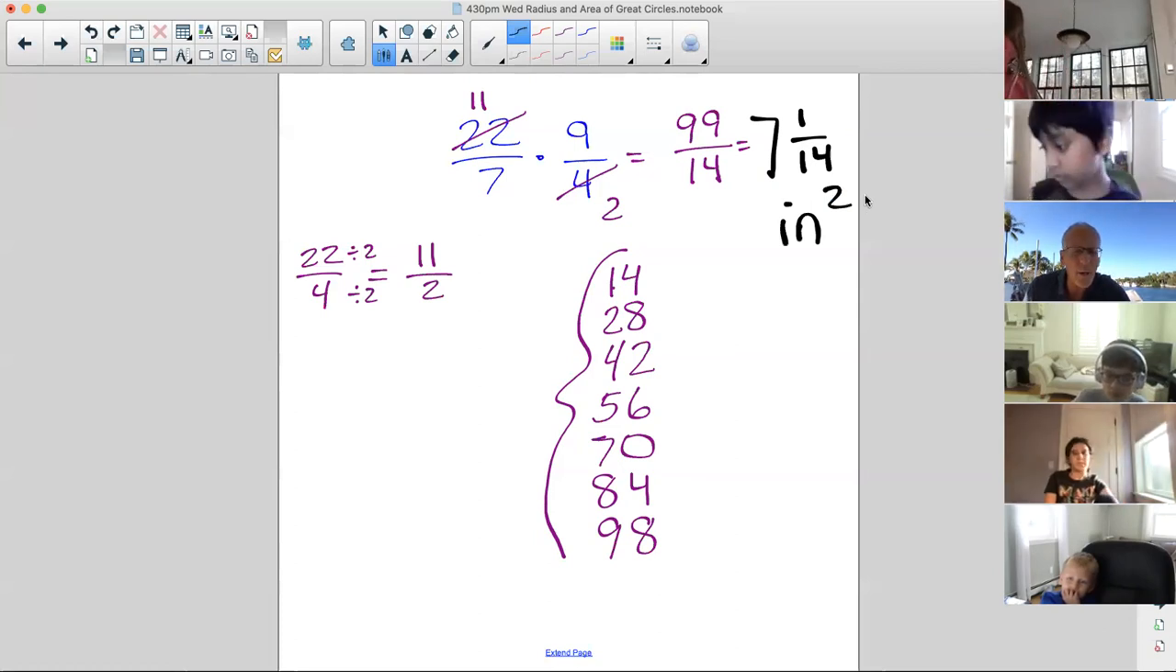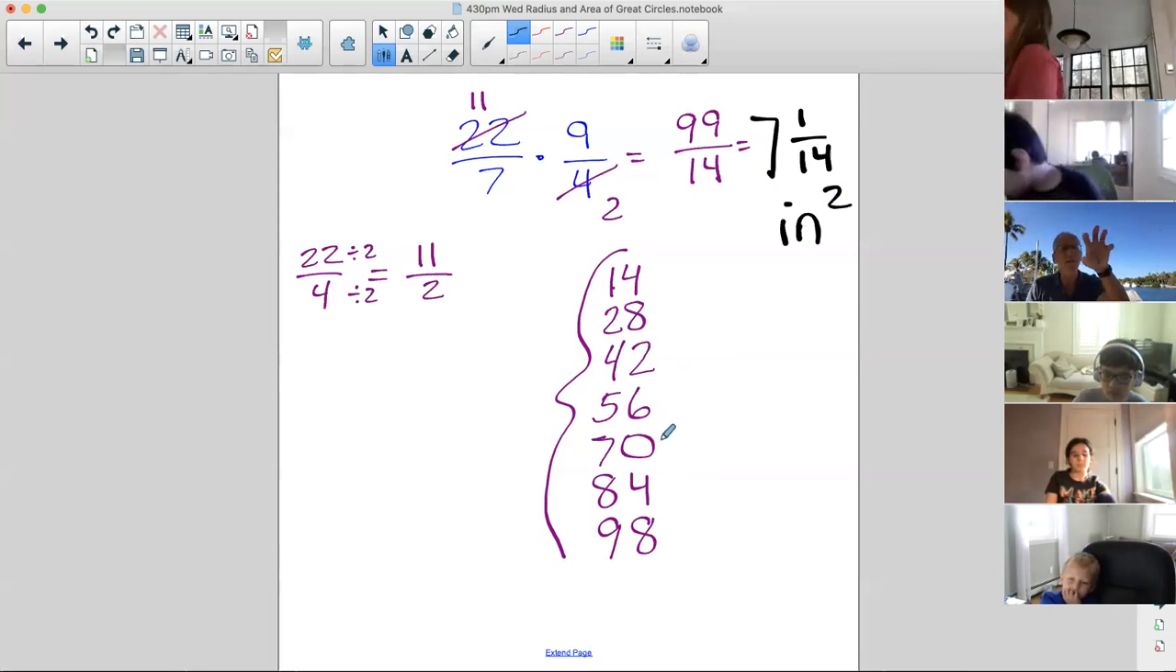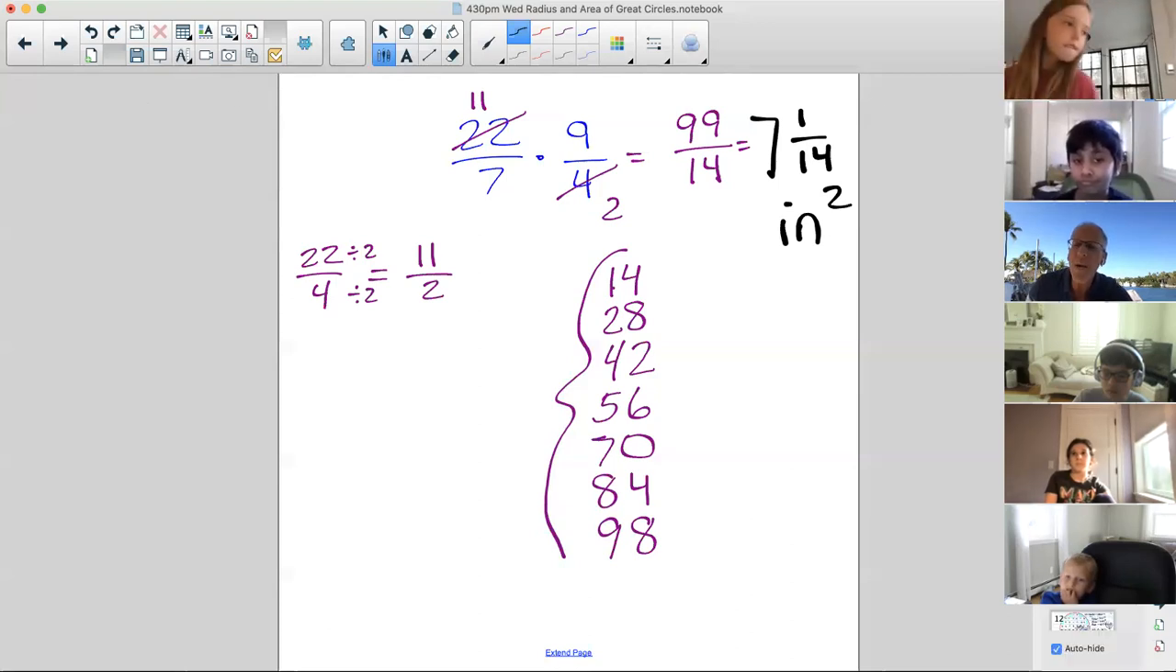7 1/4 square inches. Now, the next time you look at a tennis ball, try to see if you can see how that would be 7 1/4 square inches. Now, there is something we're not going to have time to do today, but I think it would be a lot of fun.